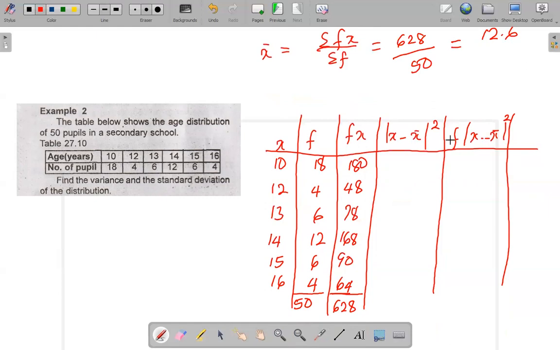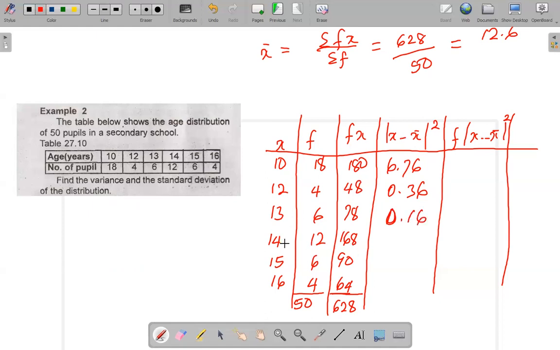The next thing is to find the deviation from the mean. 10 minus 12.6 is minus 2.6. But we are concerned about the absolute value of it, which is 2.6. 2.6 squared is 6.76. That is the square of it. Then 12 minus 12.6 is minus 0.6. Absolute value of it is 0.6. And the square of 0.6 is 0.36. 13 minus 12.6, 0.4. 0.4 squared is 0.16.